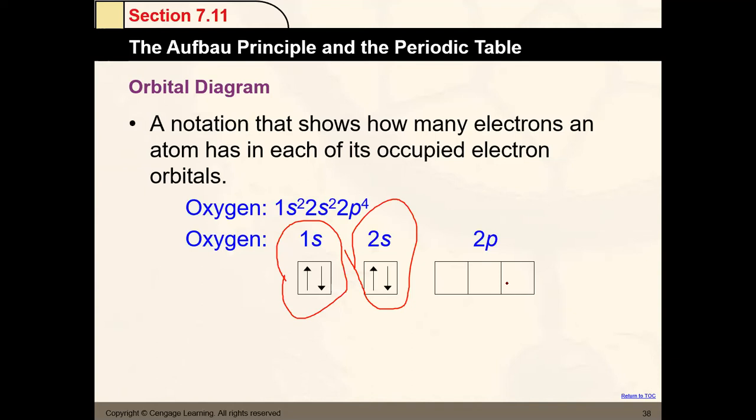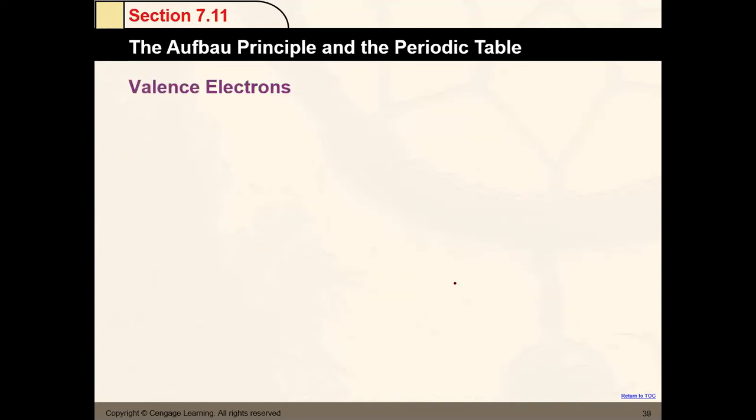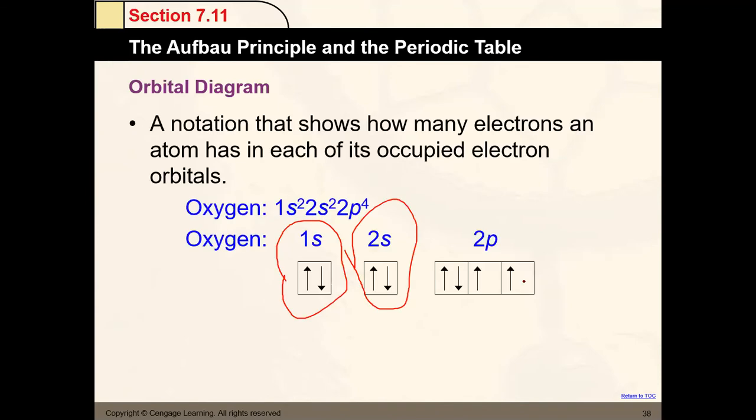Now let's see what happens in the P. In the P, how do I complete the P orbitals? First, you might think that the next one would go here. No, the next one should go there, on the next orbital. And then the third one goes there. Then once I run out of empty orbitals, I will start filling up the orbitals. That one will be the fourth one. And then the fifth one will go here, and the sixth one will go here.